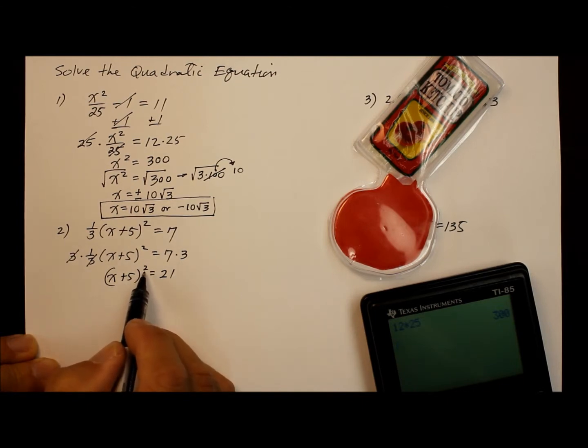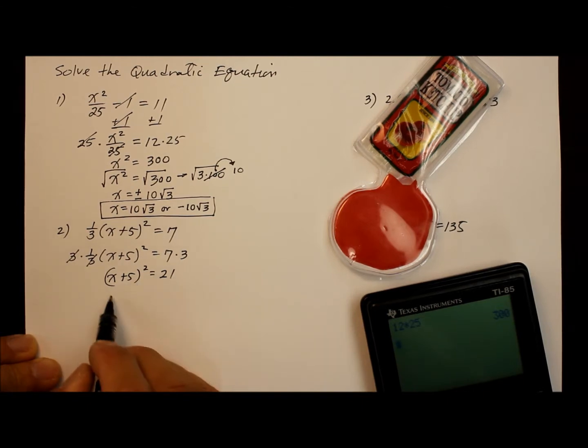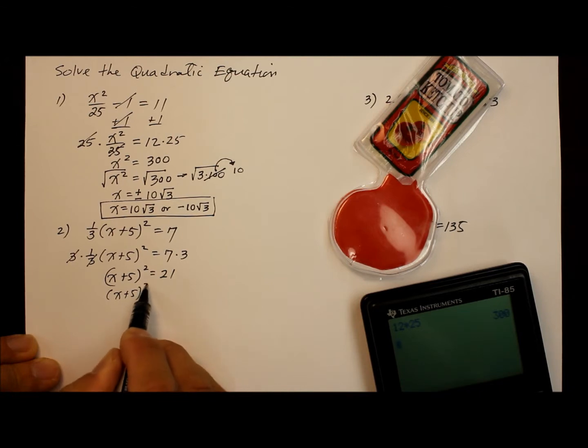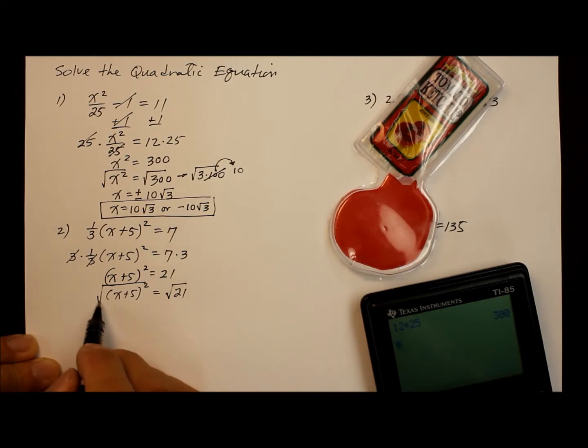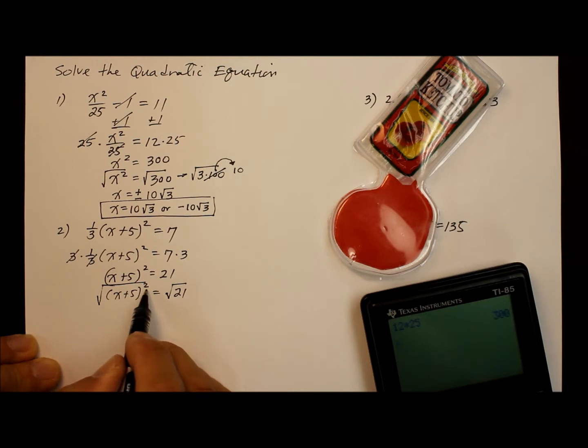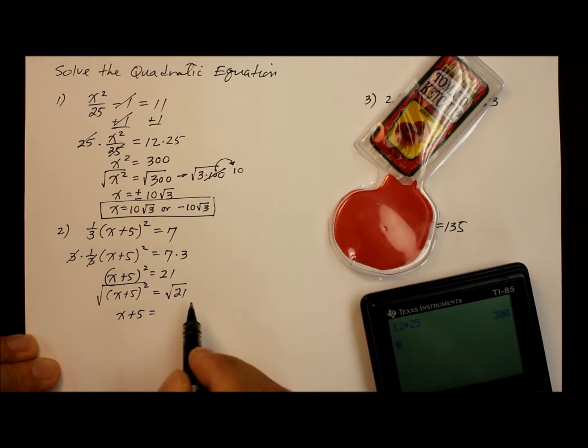Now I'm going to get rid of the exponent 2 by doing the inverse. The inverse of a square, like I said before, is the square root. Whatever you do to the left side of the equation, you have to do to the right side of the equation. So as the square root cancels the square, you are left with the binomial x plus 5 on the left side. And anytime you take the square root of any number, there's a possibility of being plus or minus. Now 21 is made up of the prime numbers 3 and 7, and therefore it cannot be simplified.